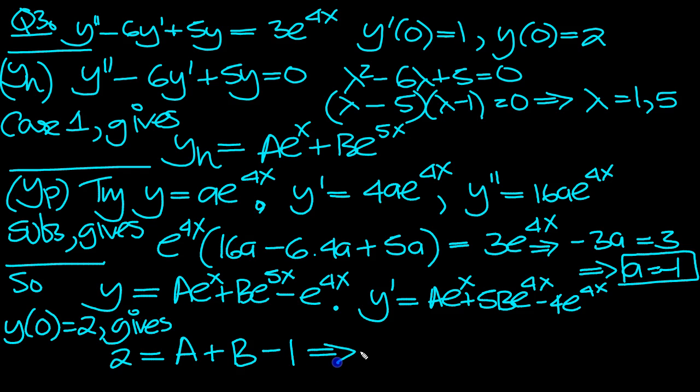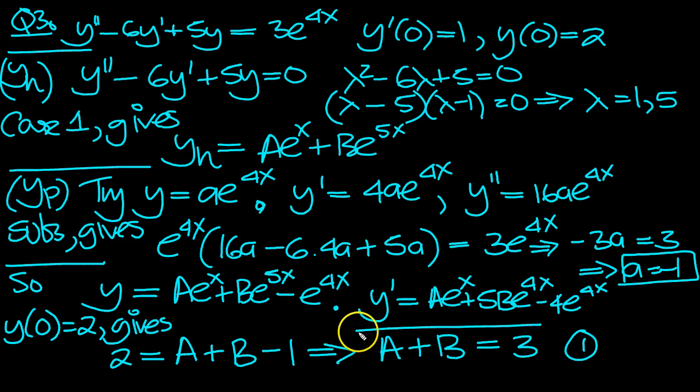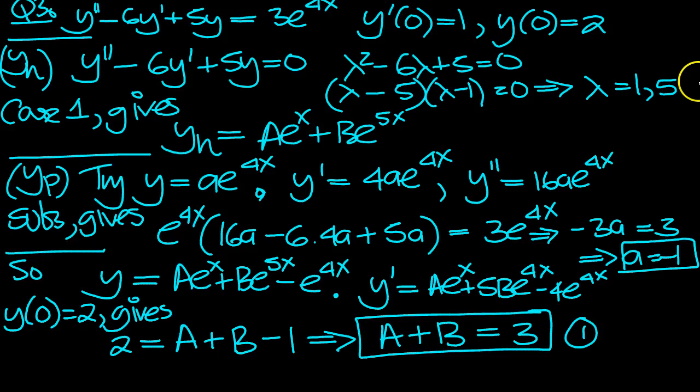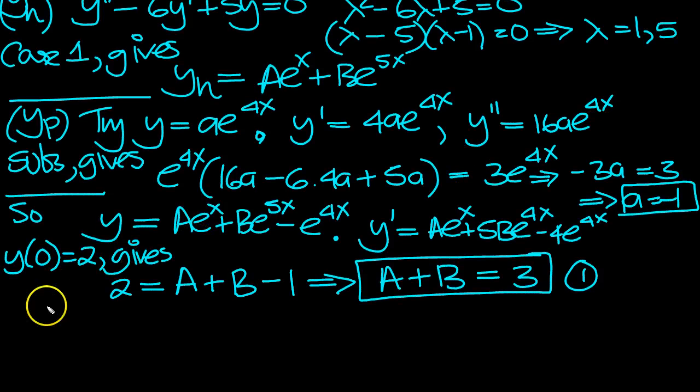So that tells us then that a plus b is equal to, move the 1 over to be with the 2, becomes plus 1. 2 plus 1 is 3. So there's our first equation. I'll put it in a box so that we know where it is. Okay, that's the first one. Now let's apply the second initial condition, which is y dashed naught equals 1. So let's do that here.